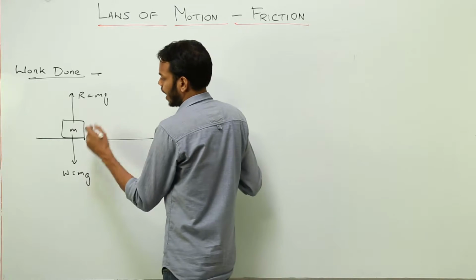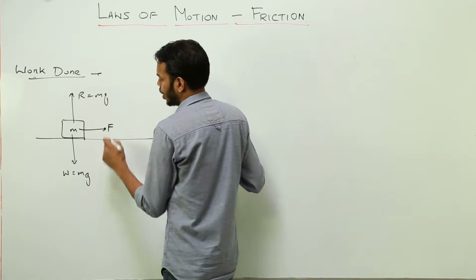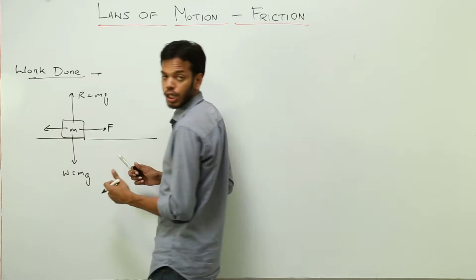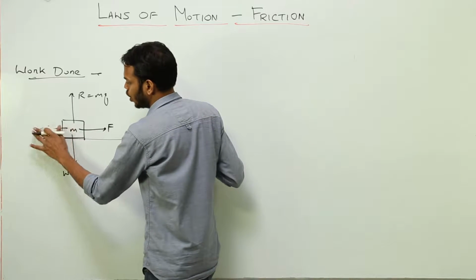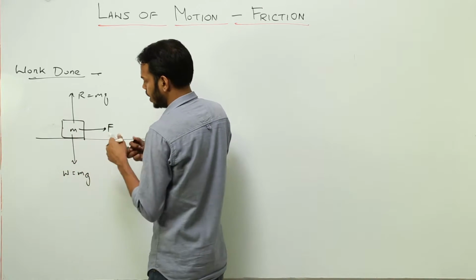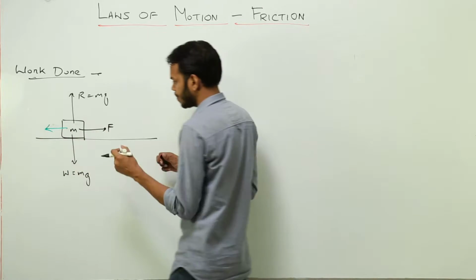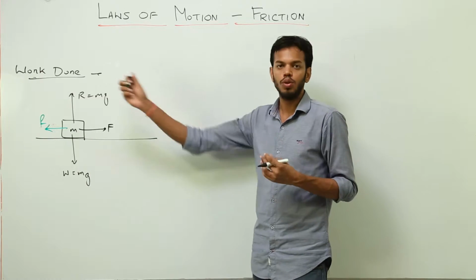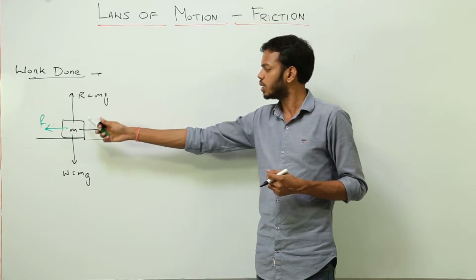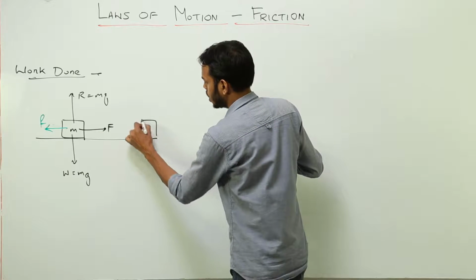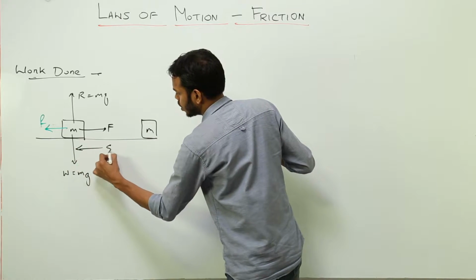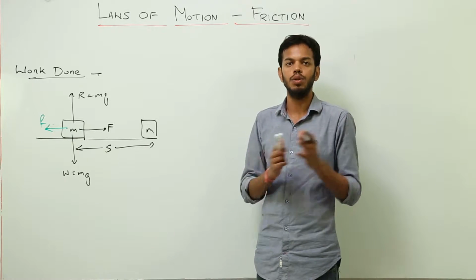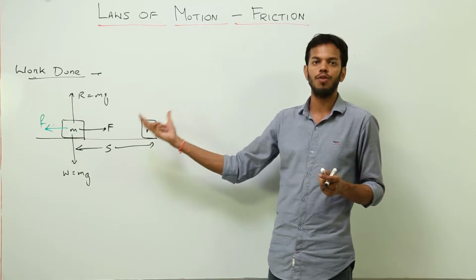Now if I apply a force F on the body, then there will be a frictional force acting on the body in the opposite direction to where the body is going to move. So this will be the direction of my frictional force, right? We need to calculate the work done in moving this body from this point to, suppose, this point, covering a distance of s. The formula for work done is very simple, that is force into displacement. But what force? The net force acting on the body.